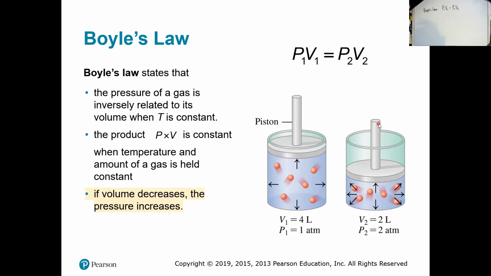In our second scenario, we've moved that piston down and we've decreased the volume, cutting it in half. And by cutting it in half, now the gas particles have a lot less space to move around, so they're colliding with everything a lot more. And now our pressure has doubled. Okay, so we decreased the volume and we've increased the pressure. And that's really what Boyle's law is showing us.